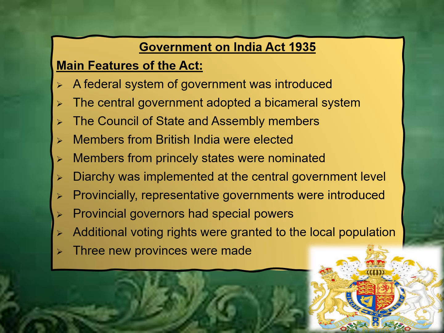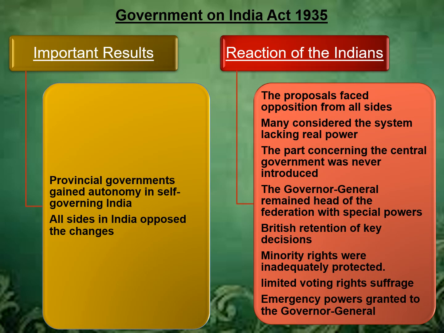Three new provinces were made: NWFP, Orissa, and Sindh, bringing the total number of provinces to 11. Now, if we talk about the important results of this act, provincial governments gained autonomy in self-governing India. However, all the sides in India opposed the changes. Princes resented the loss of power, Hindus saw it akin to slavery, and Muslims found it unacceptable due to retention of special powers by the British.